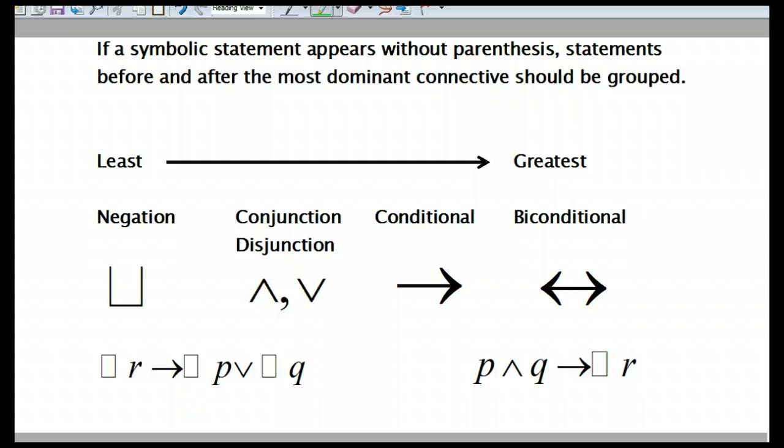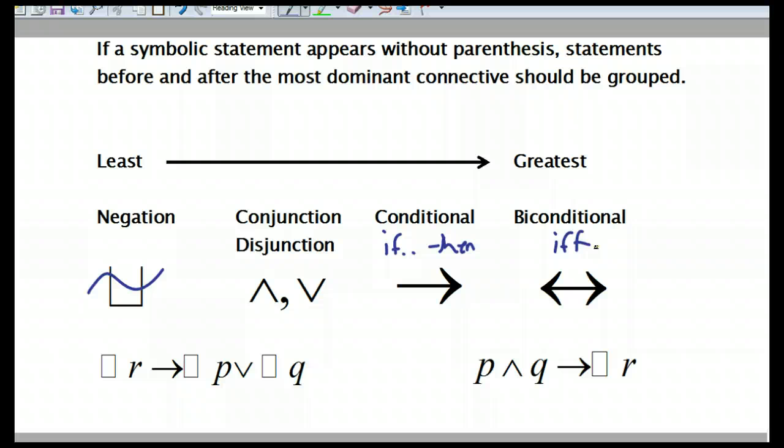Okay, it says if a symbolic statement appears without parentheses, statements before and after the most dominant connective should be grouped. So here we are going from least dominant to greatest. And by the way, this should be a squiggly line right here, right? Okay? So the least dominant connective is a negation. Okay? And it goes further to the right. Conjunction, disjunction, and or. This is an if-then statement. If-then statements are conditional, by the way. If I were to say write a conditional statement, you know that this should be an if-then. Okay? And a biconditional is if and only if. You could write if and only if as an IFF for short. If and only if. All right?